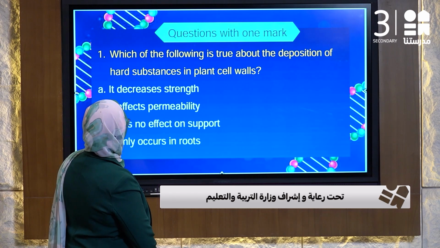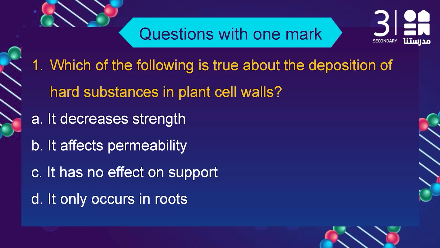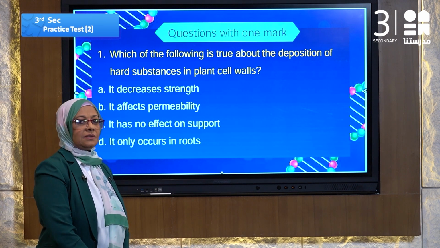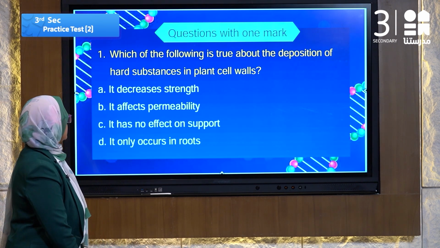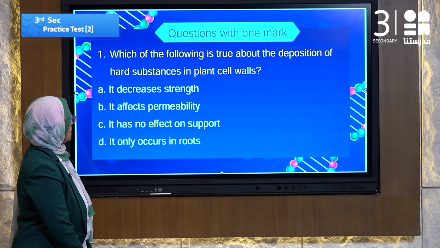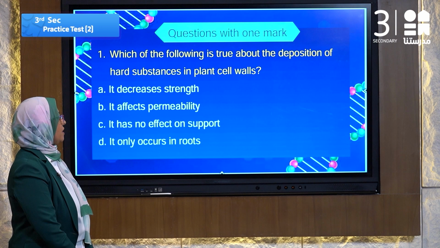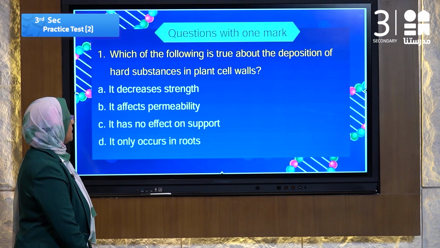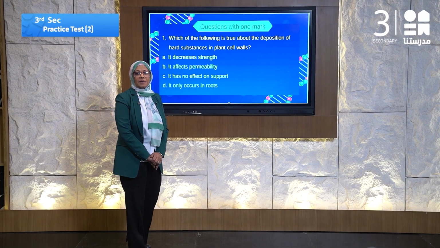Question number 1. Which of the following is true about deposition of hard substances in plant cell wall? Let's read our choices, then we discuss the question. The first choice is decrease strength, B, affect permeability, C, it has no effect on support, D, it only occurs in roots. What about the deposition in the plant cell?